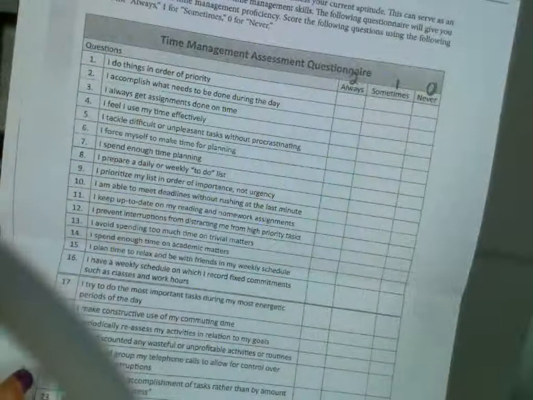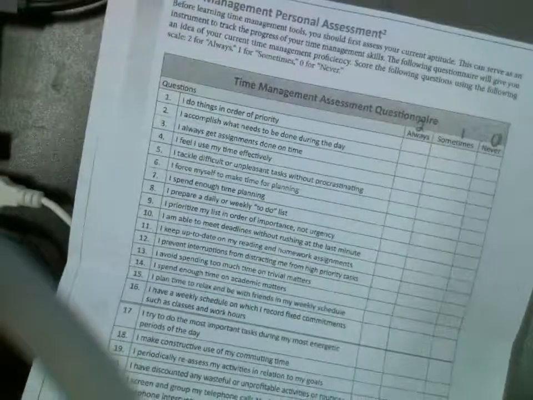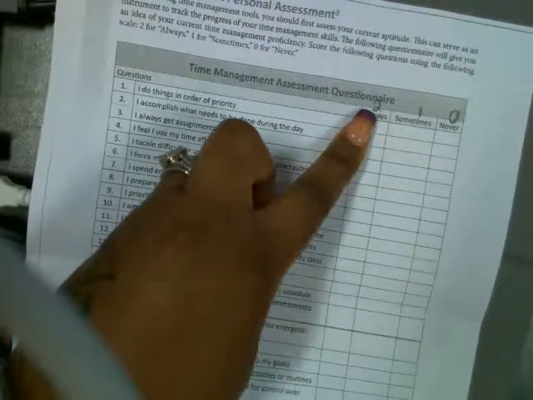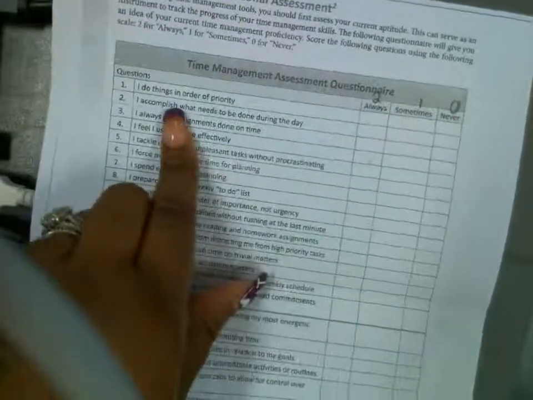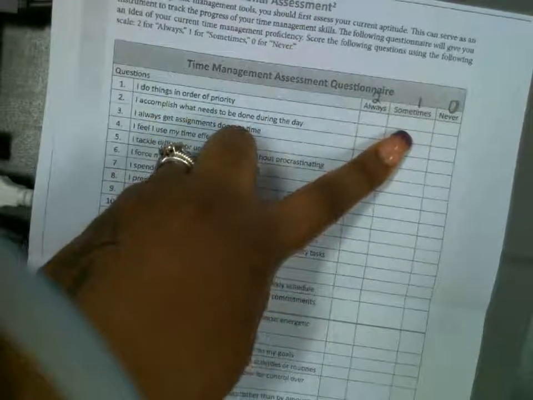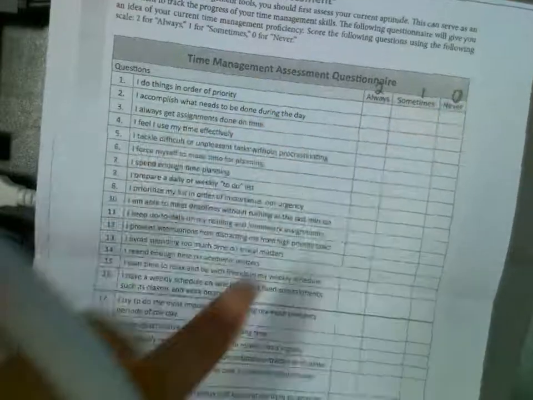So you're going to put, yes, baby, you can put 2 on top of it. Yeah, it's fine. 2 or 1 or 0. So you got 2 for always. This is always you. 1, sometimes. 0, never.